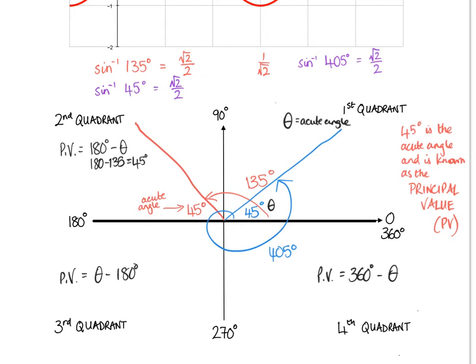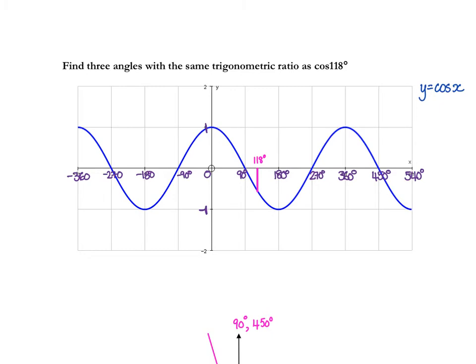Right, same idea with the next example. Find three angles with the same trig ratio as 118 degrees. So if we locate 118 on our graph, I'm then going to take a horizontal line across, and that will allow me to get quite a bit more than three angles, but let's just see what they are. So the angles that we have there is going to be this one, and we've got another one here, another angle here, and another angle here. And you can see we've got a bit of symmetry going on before and after 180 degrees.